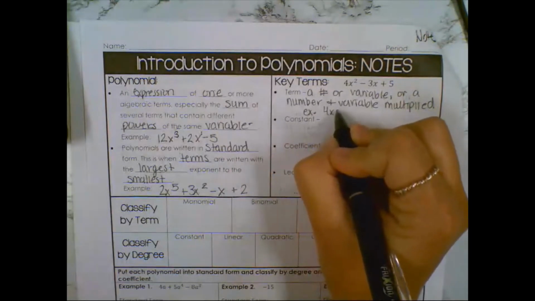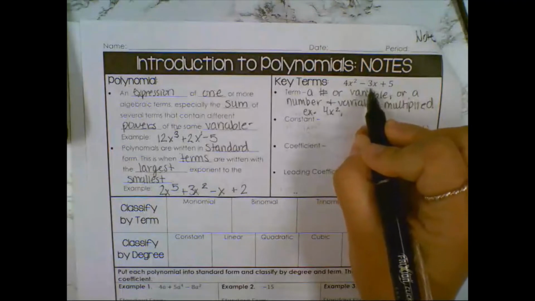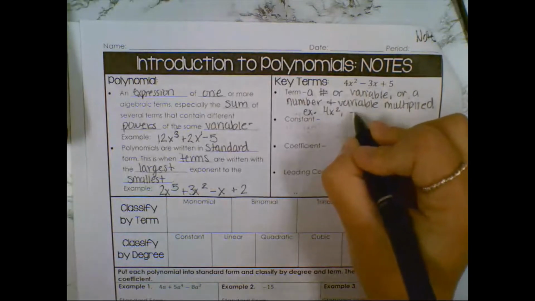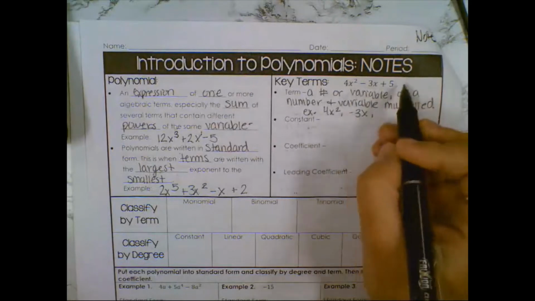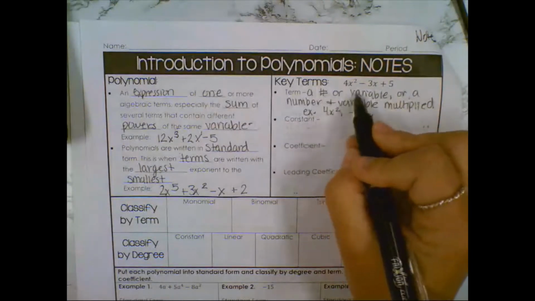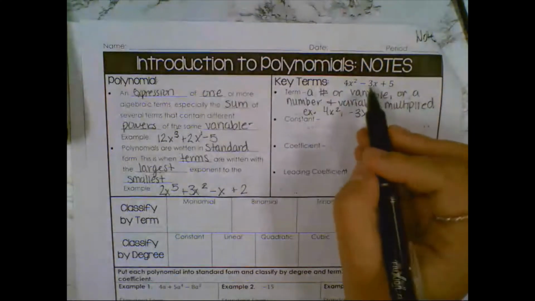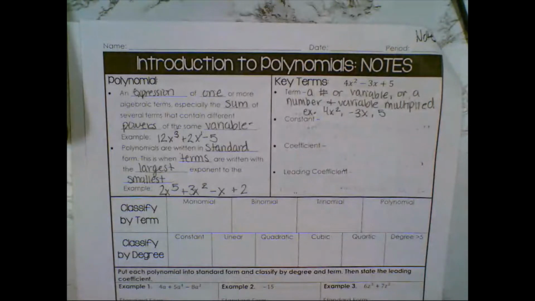So one example is 4x squared. Another example of a term is this 3x. Now you have to be careful because this minus sign in front of it, that minus is actually attached to the 3x. So negative 3x is a term. And then you can also have a term that's just a number or variable. So this is just a number, that is still a term. So pretty much all the individual parts of an expression are terms.